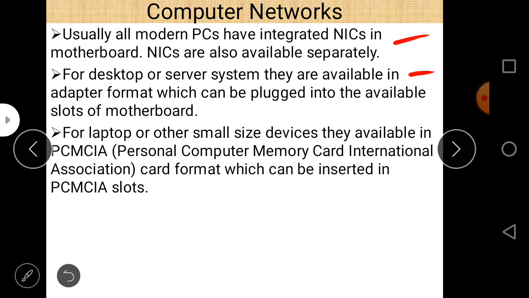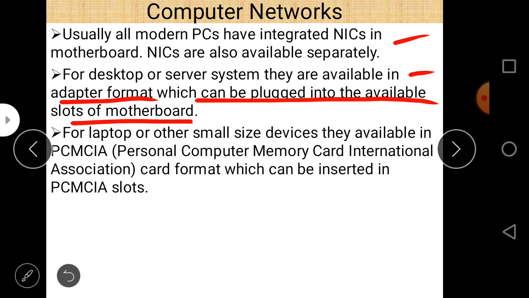Usually all modern PCs have integrated NICs in the motherboard. So generally NICs are part of all motherboards, and NICs are also available separately. Generally these are parts of our computer system, and they are also available separately. For desktop or server systems, they are available in adapter format, which can be plugged into the available slots of the motherboard.